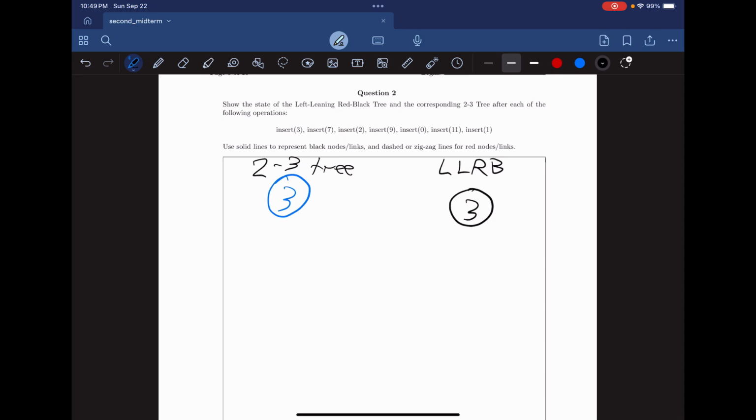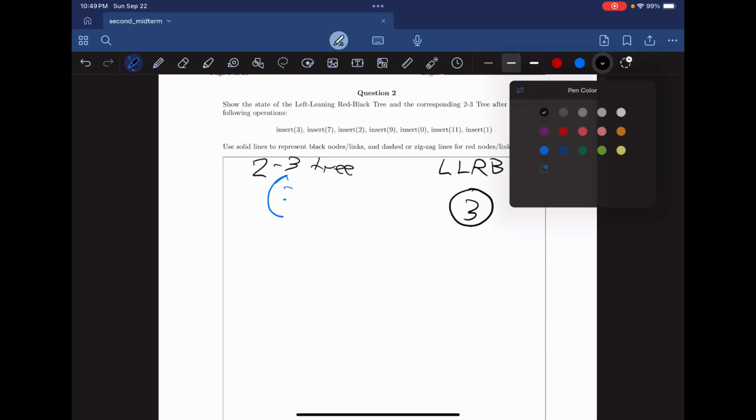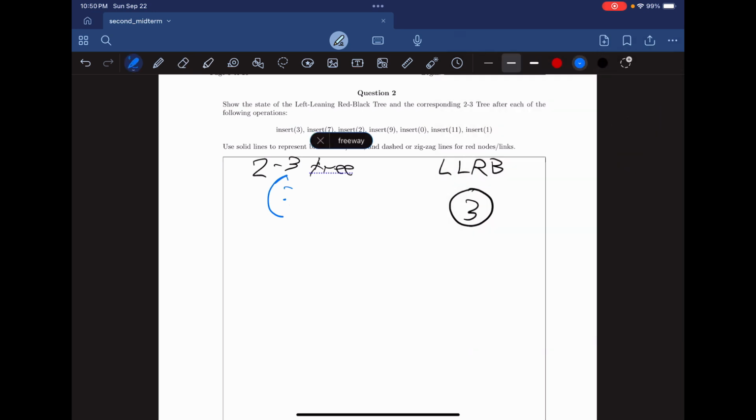Next, we insert a 7 into the 2-3 tree. And so in the 2-3 tree, that means that we are now going to be adding a second value into this node, and so that turns from a 2 node into a 3 node. Again, remind ourselves that it's called a 3 node because there can be 3 children that come out of this. So we've now got a 3 and a 7 in this 2-3 tree.